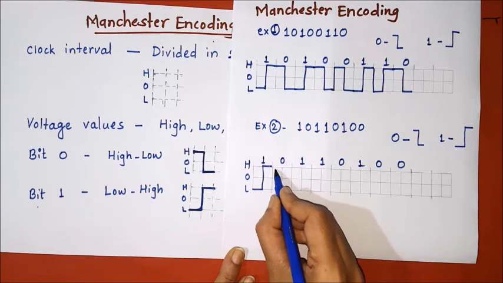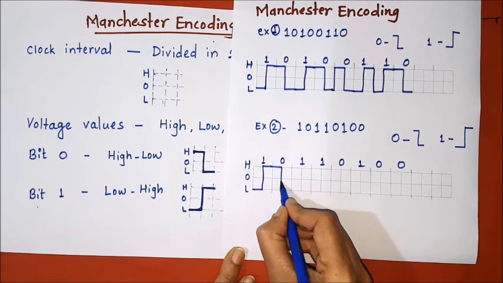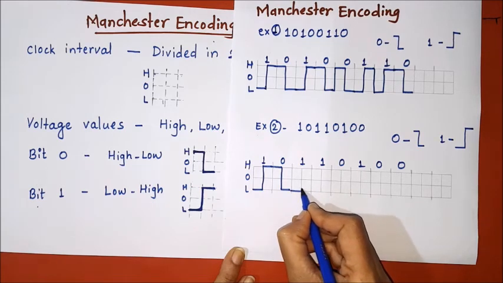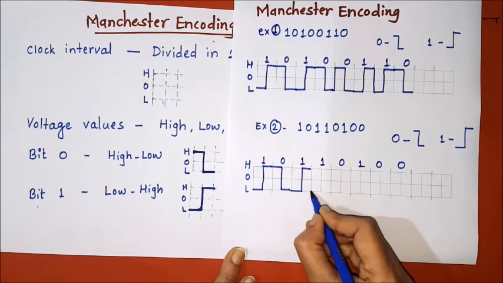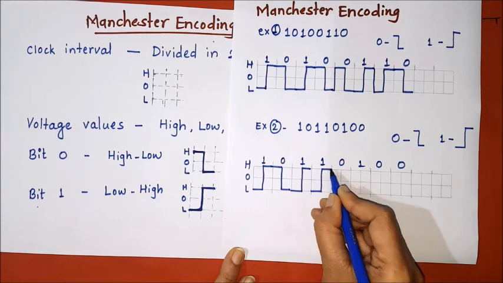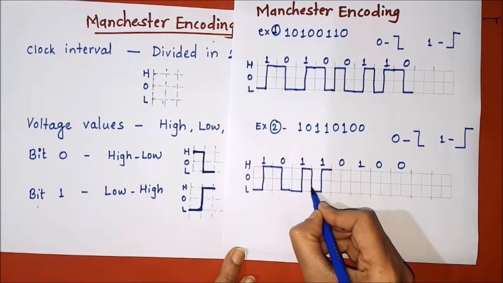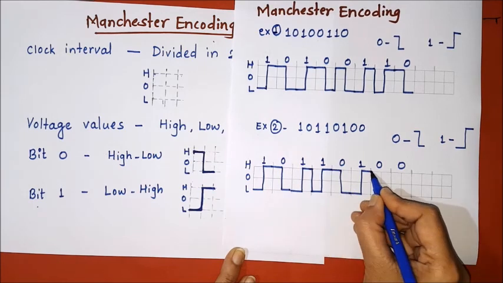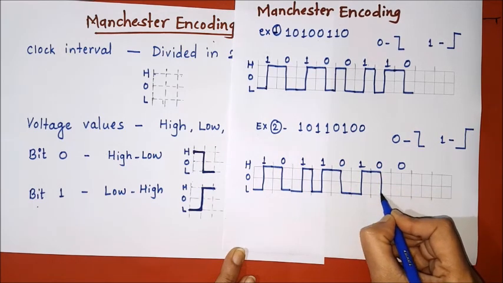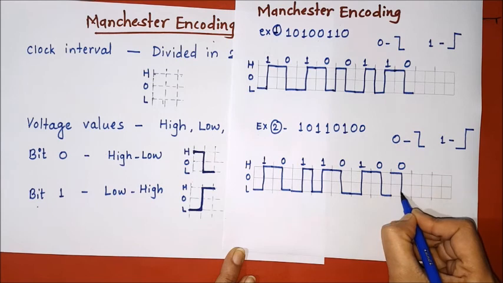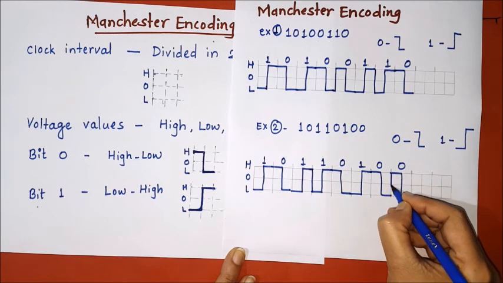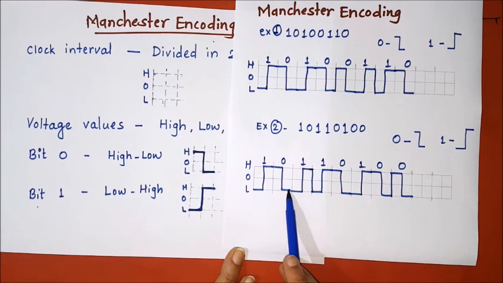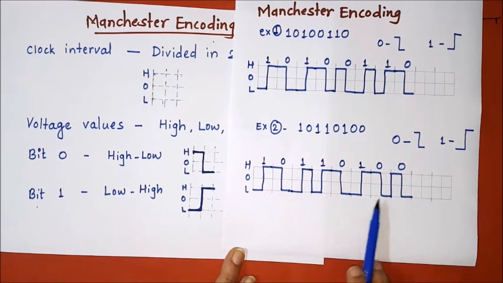The second bit is 0, high, low, 1, 1, low, high. Continue, connect this. 0, 1, 0, 0. Connect this. So for this second example, the Manchester encoded digital signal is this.